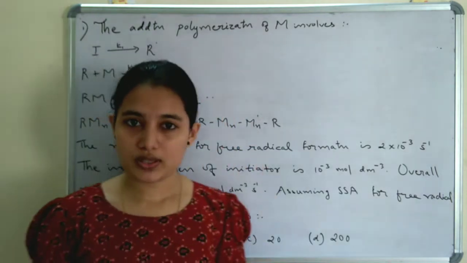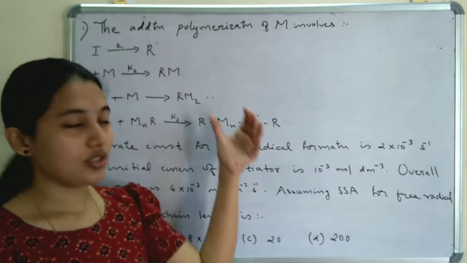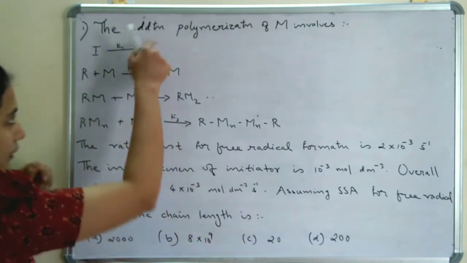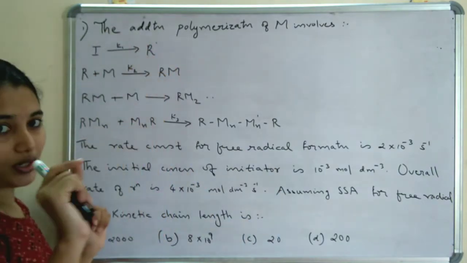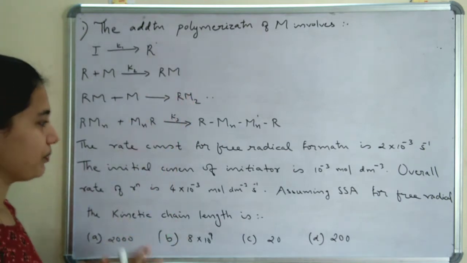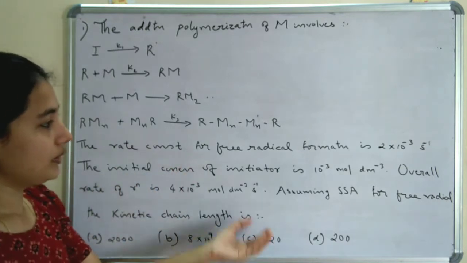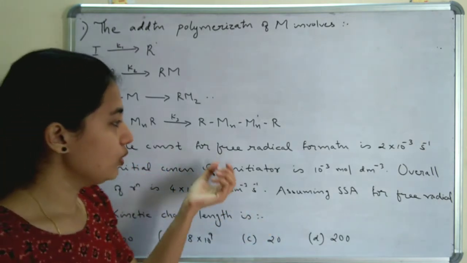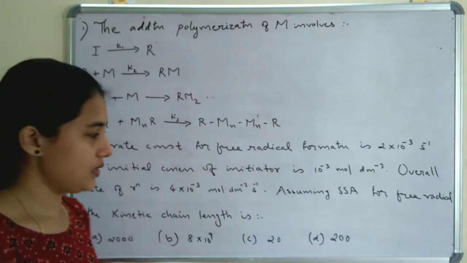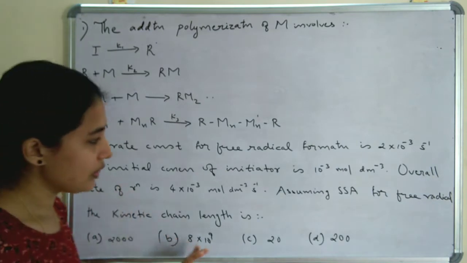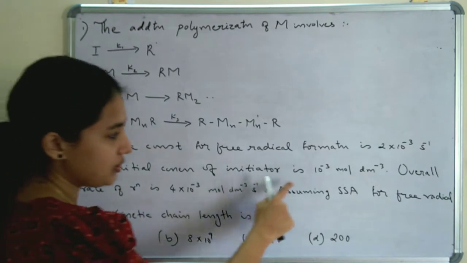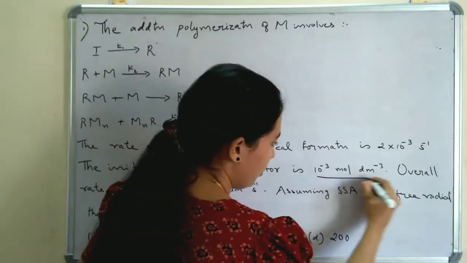So in addition polymerization reaction, the reaction proceeds via a free radical mechanism. So here a free radical is formed, that is the initiation step, and then propagation step, then the closing step, termination step. So the given data are the rate constant for free radical formation is 2 into 10 raised to minus 3 per second. The initial concentration of initiator I is 10 raised to minus 3 mole.